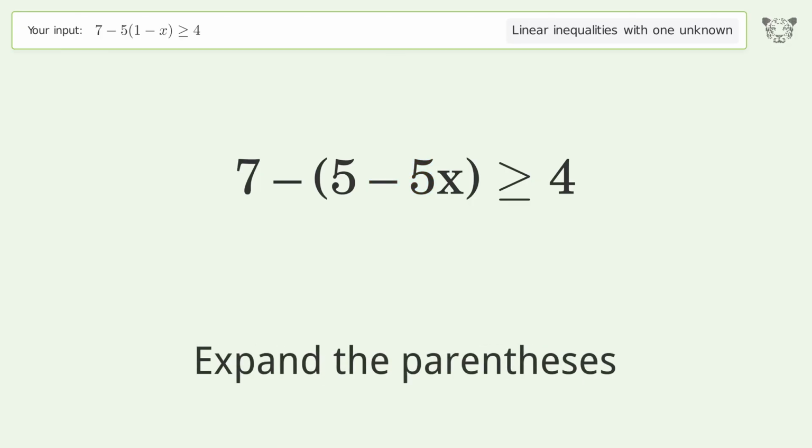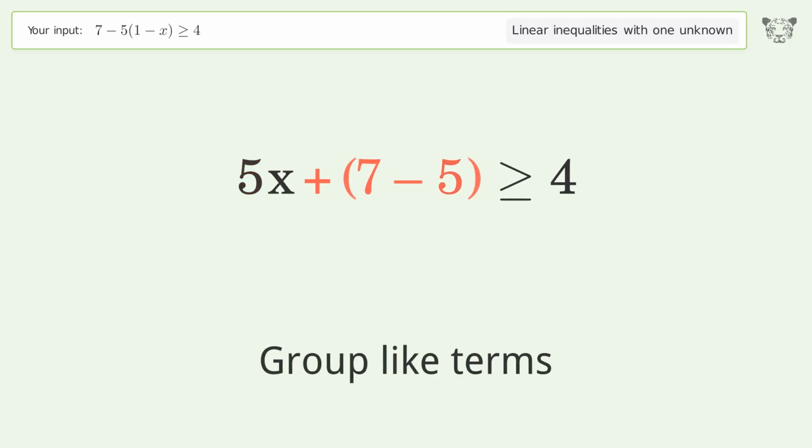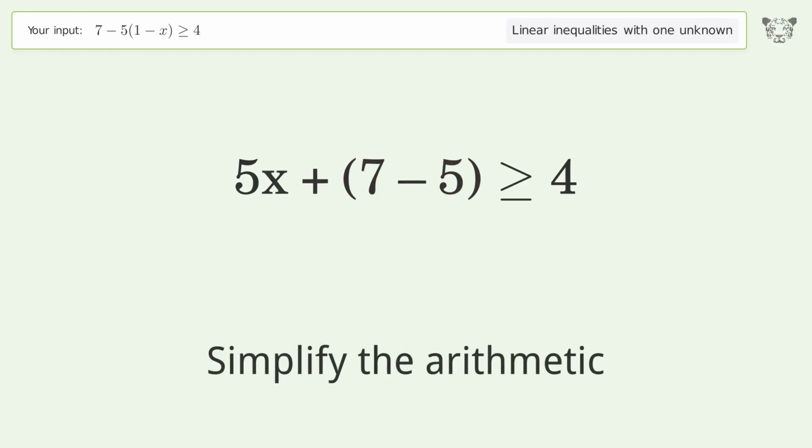Expand the parentheses. Group like terms. Simplify the arithmetic.